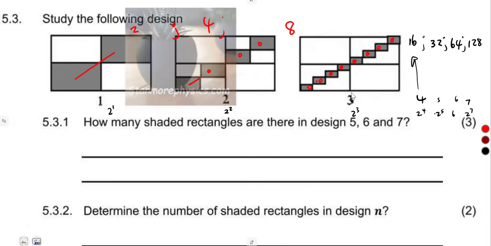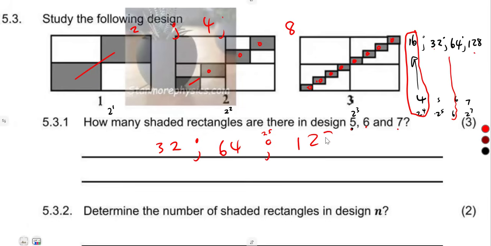Pattern 1, pattern 2, pattern 3. 2 to the exponent of 3, 2 to the exponent of 4. So here they are asking about how many shaded rectangles there are in design 5, not 4. This 16 is for design 4, where you raise 2 to the exponent of 4. But for design 5, it's going to be 2 to the exponent of 5, which is what? 32. There will be 32. For design 6, 2 to the exponent of 6, which is what? 64. For design 7, 2 to the exponent of 7, which is what? 128. So those are the ones that you're going to have.